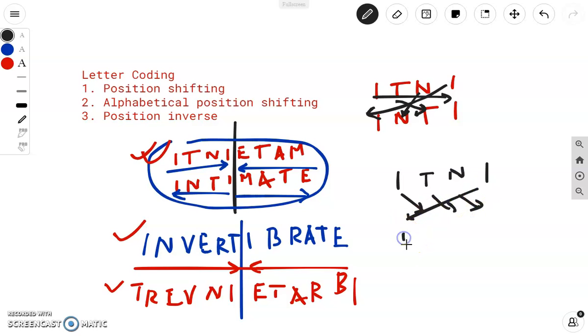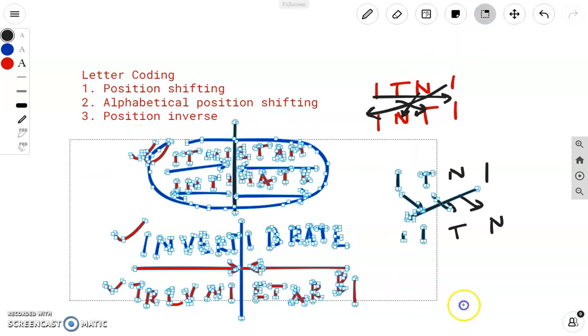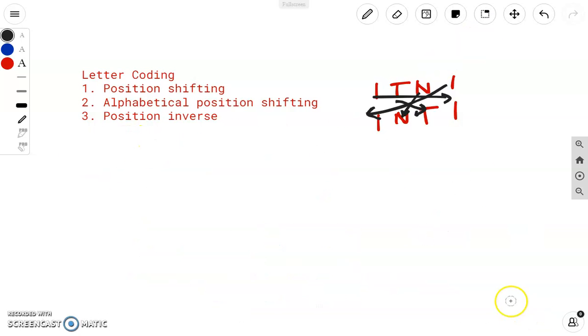You have to find the pattern, nothing but that. If you find the pattern, you will find the answer. This is very easy. So this is position shifting. Now this position shifting can happen in a manner where the position of the alphabet is getting shifted, and you have to find that particular coding technique. I will give you an example.